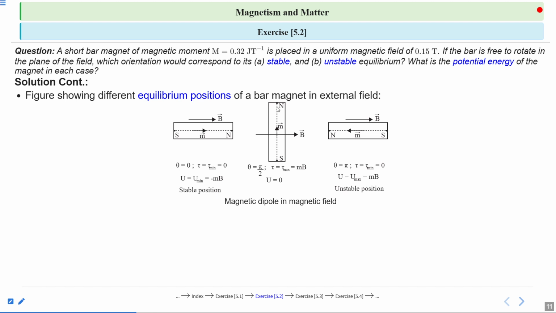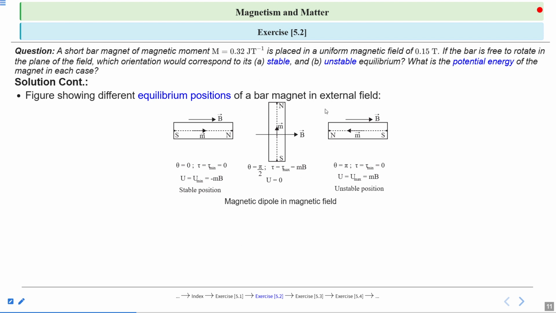In this orientation, theta is pi by 2. Torque is MB sin theta, and sin pi by 2 is 1, so torque will have its maximum value, tau max equals MB. But cos pi by 2 is 0, so potential energy will be 0 at this orientation. We have taken this orientation, where theta equals pi by 2 and potential energy becomes 0, as the reference for potential energy in the derivation.